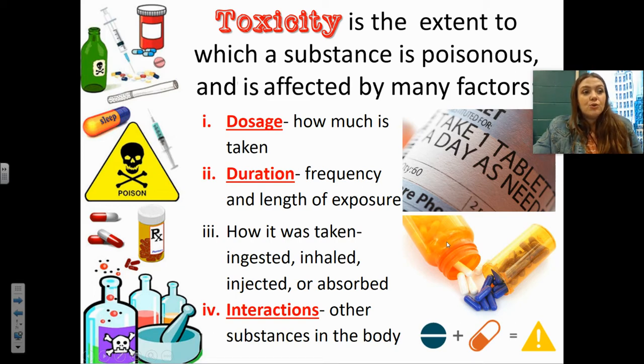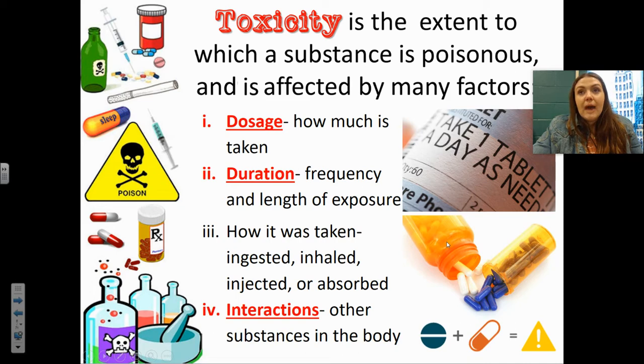Being exposed to an x-ray because you broke your wrist is not going to be that big of a deal if you have one x-ray. Being constantly exposed to radiation because you work in a radiation facility, before we knew all the issues with it, and then you get cancer later in life because you had radiation poisoning. Duration, how long were you around that substance? Were you by it for a second, for a day, for an hour, for weeks and weeks, months and months on end? How it was taken: ingested, inhaled, injected, or absorbed.